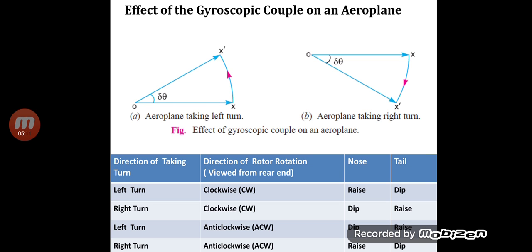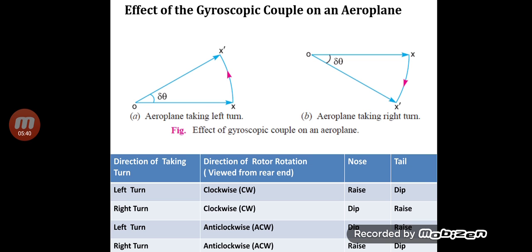Whereas if the rotor is rotating in anti-clockwise direction, when you see from the rear end of the aeroplane, and if the aeroplane is taking a left turn, then the nose will dip and the tail will rise. Whereas if the aeroplane is taking a right turn and the rotor is rotating in anti-clockwise direction, then the nose will rise and the tail will dip.